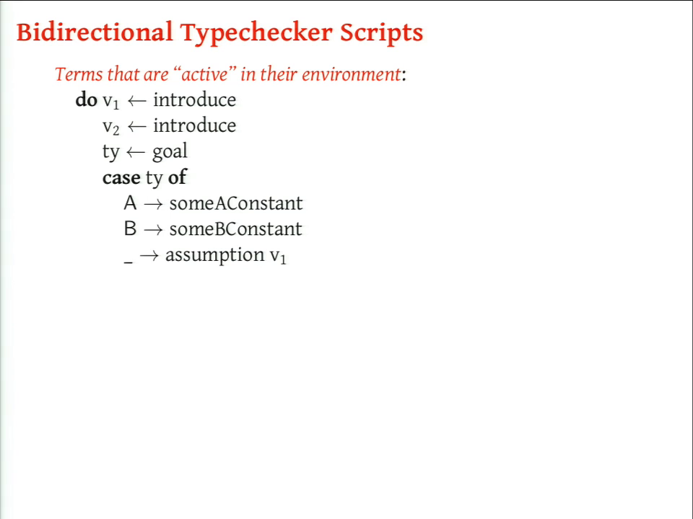Then we can say, well, what type do I need to be? And let's say it was type A, then I can be some type A constant. Some term, some A constant. If it was type B, I can be some B constant. Otherwise, I can just refer back to this one. So we have terms which are kind of active in their environment. They don't know what type they're going to be expected to be, but they can be type checked nevertheless.